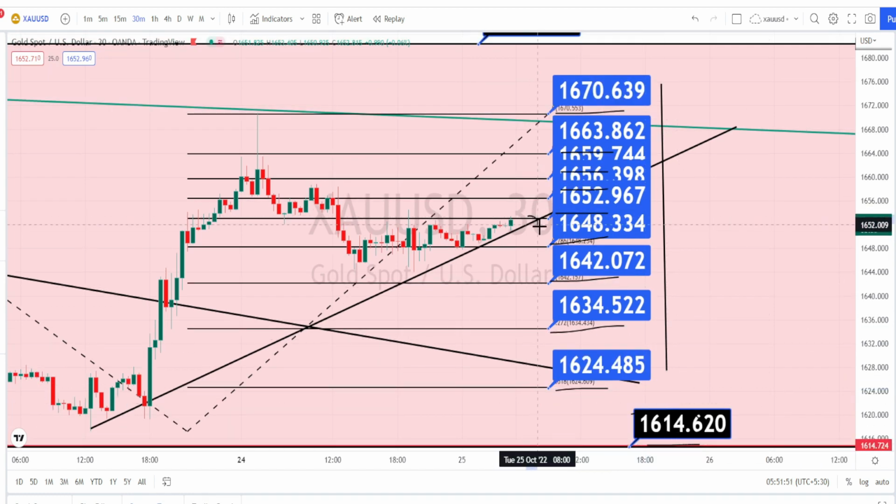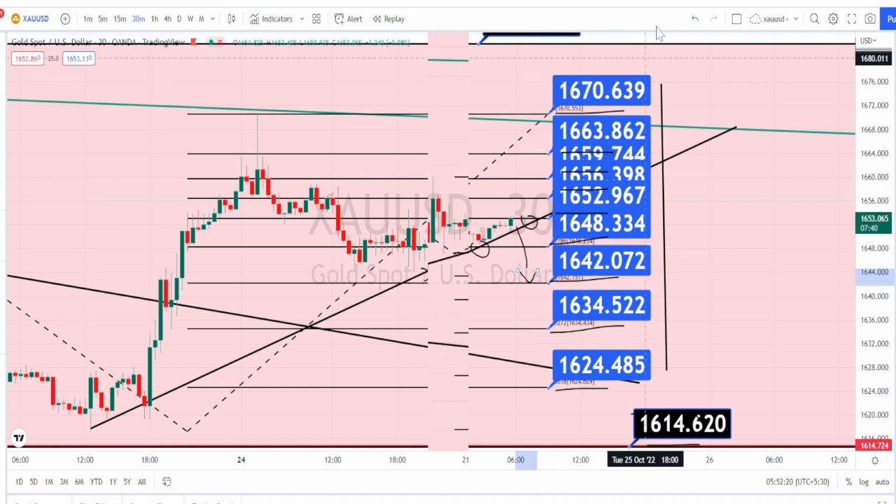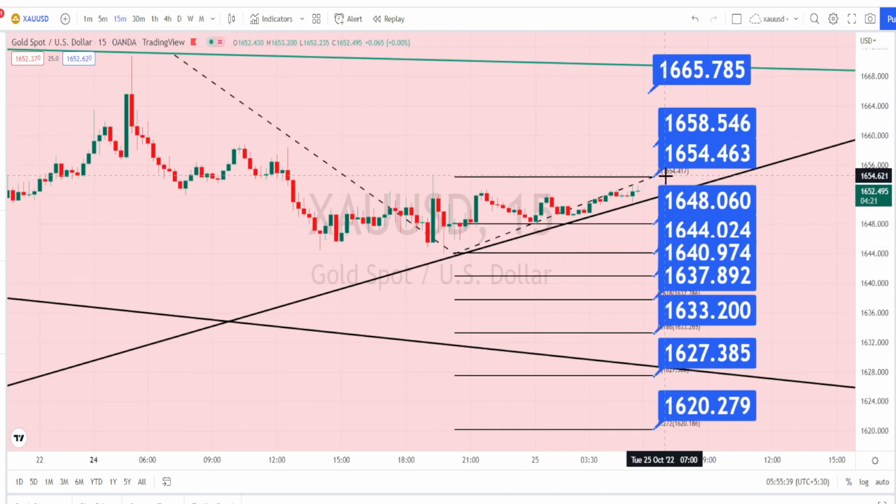And I would recommend you to wait for the price action to break this support line from the hourly time frame in order to take trades on the bearish side. Let us mark the support and resistance levels for 15 minutes time frame. Currently the price action is trading between the resistance level of 1654 and support level of 1648. And if the price action breaks the support level of 1648, next level of support is going to be around 1644, 1640, 1637, 1633, 1627 and 1620.